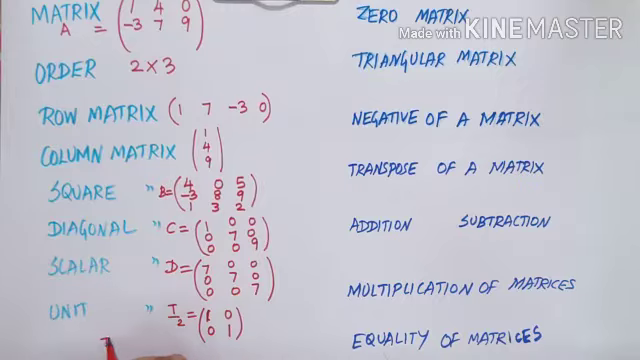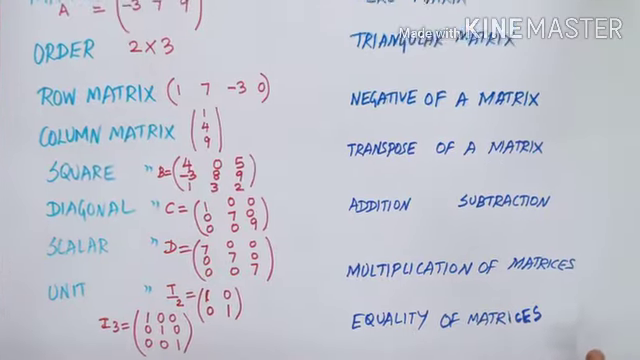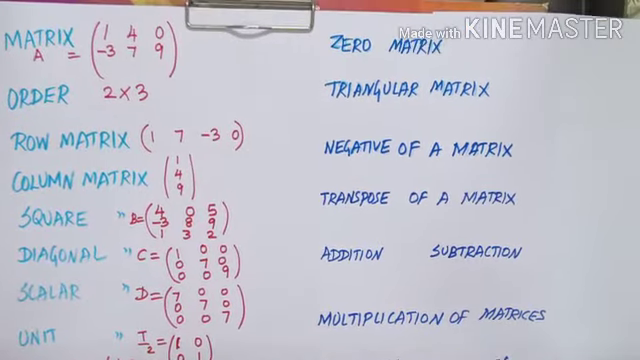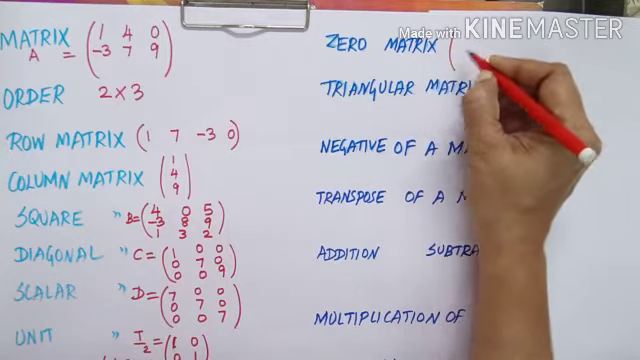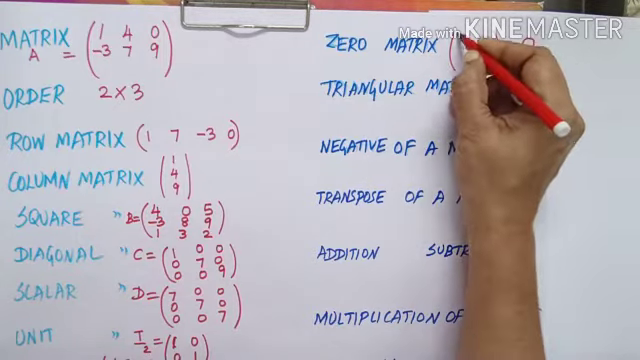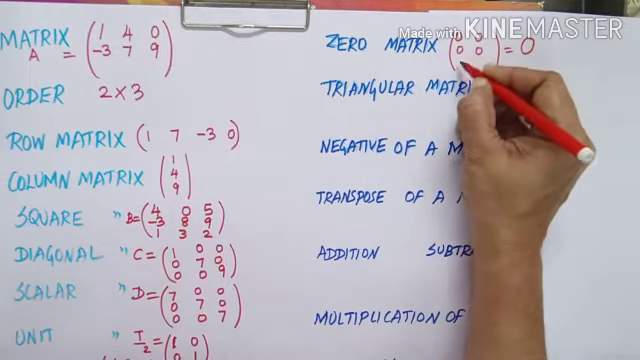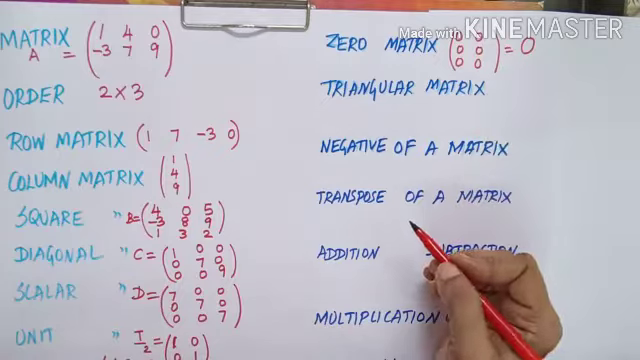You also have I3. How to write I3? It is 1, 0, 0, 0, 1, 0, 0, 0, 1. The next comes 0 matrix. How to write 0 matrix? We denote it as O. And we can write all entries to be zeros. It can have any order.